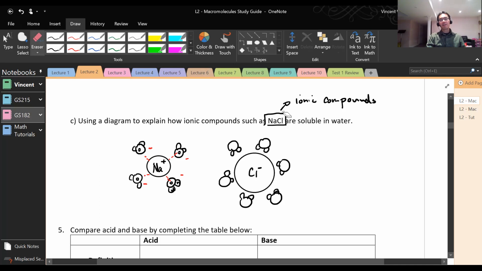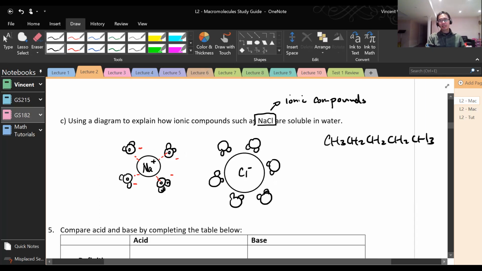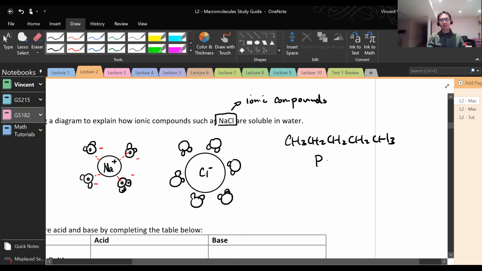Okay, if we have a compound that doesn't have a positive and a negative thing in it, something like CH3, CH2, CH2, CH2, CH3, something that has a lot of hydrocarbons in it, we call this pentane, which is kind of like a fuel, like propane, butane, that kind of stuff. This is not going to be soluble in water because water is not going to be able to surround it like this.